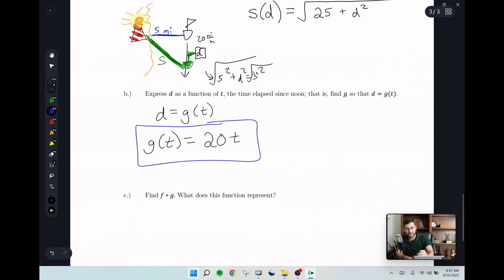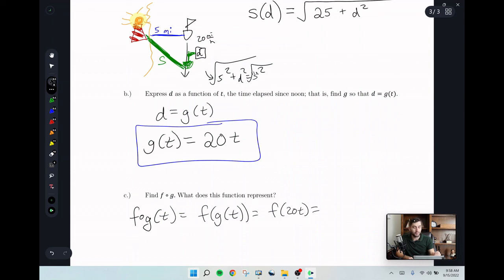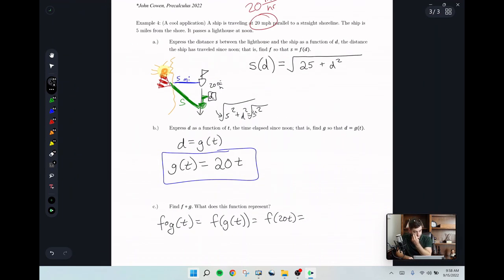There you go. Find f of g of t. So f of g, that's how we say that, of t equals f of g of t. I always rewrite it with those brackets so I can see. And then I'm going to plug in my g of t, so f of 20t. And then I'm going to plug that into my original function, f of x. Oh, I wrote s of d, and right here it says s equals f of d. So I'll just go ahead and rewrite that as f of d as well. Same exact function, just so we're using their notation. Okay?